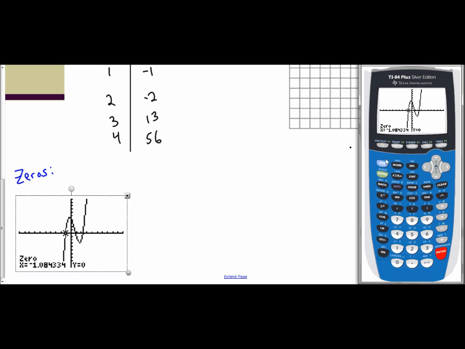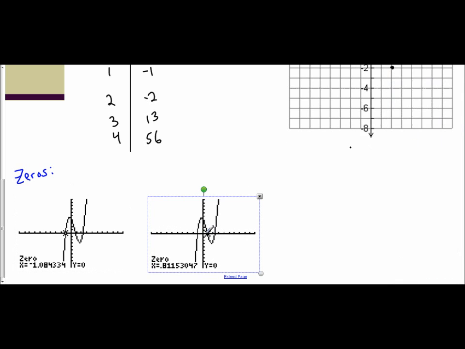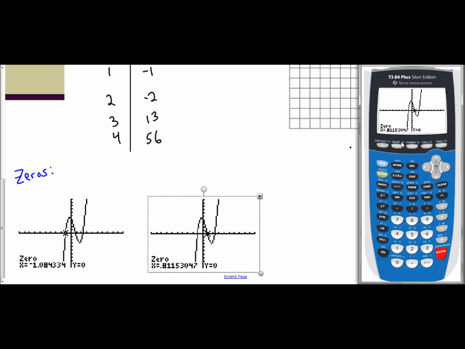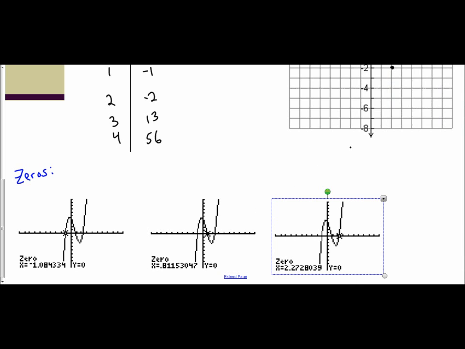Repeat the process for our second 0, so second calc, option 2 is 0, mark to the left of that 0, enter, mark to the right of that 0, enter, guess, hit enter again. We get our second 0.81. And we repeat the process the third time for our third 0, second calc, option 2, 0, left bound, mark a point to the left of it, use the right arrow to move to the right for right bound, guess, hit enter, and we get 2.27. And so that gives me my 3 real zeros.